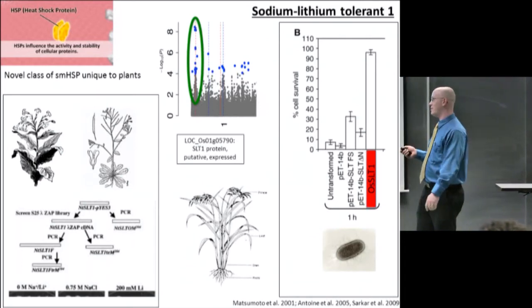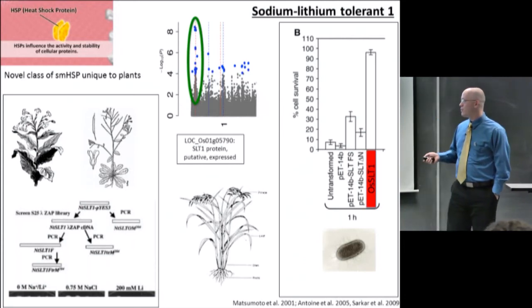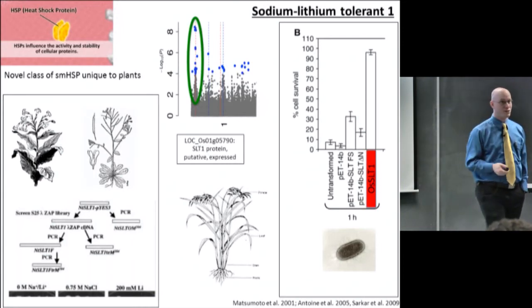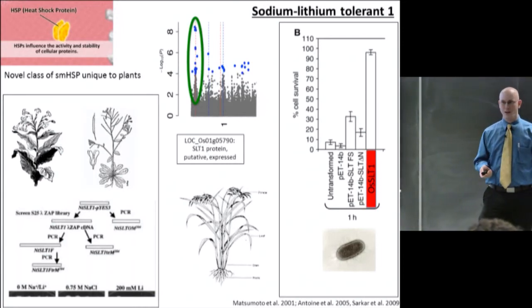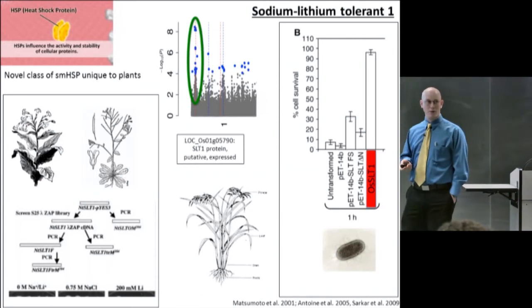hence the name, SLT1. It turns out that they also took it out of rice and threw it into E. coli. So the guys that took it out of rice, they're heat shock guys. So they took it out of rice, threw it in E. coli, and it turns out it lends thermostability to E. coli as well. And it has a well-characterized role as a protein chaperone.